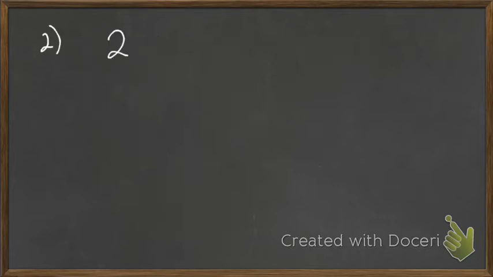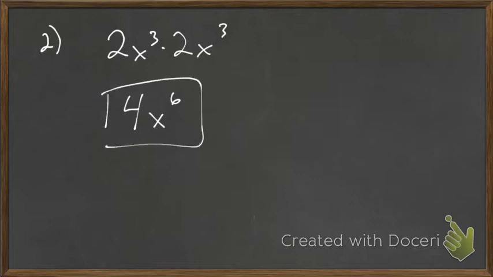Problem number 2, 2x cubed times 2x cubed. I can multiply my 2's for a 4. And my x cubed times x cubed for x to the 6. Notice that's not x to the 9th. Each of these is 3 factors of x, right? For a total of 6 factors of x.